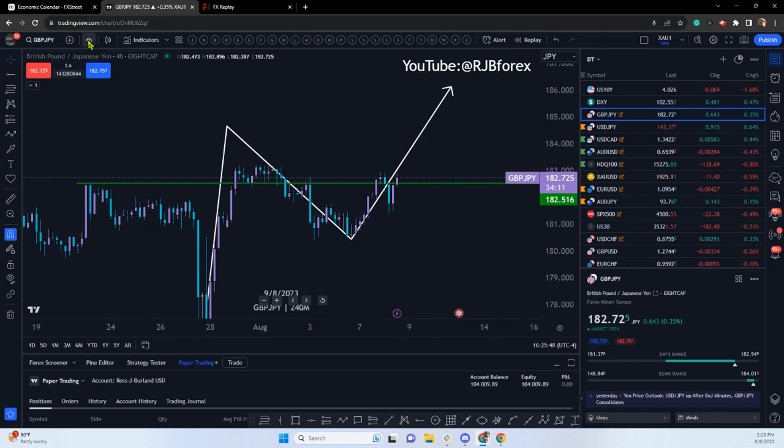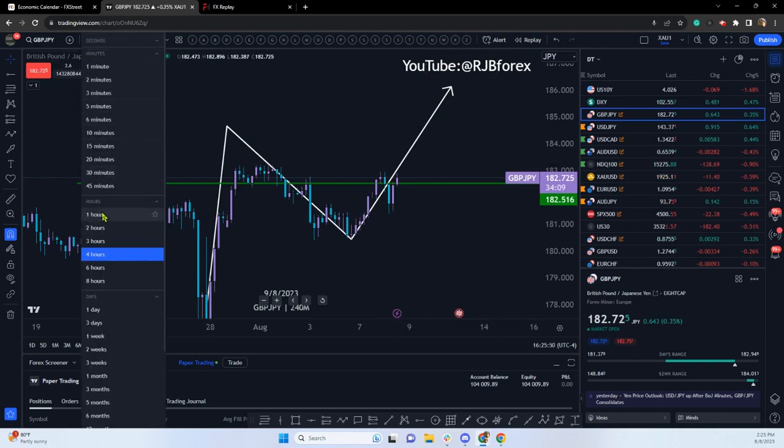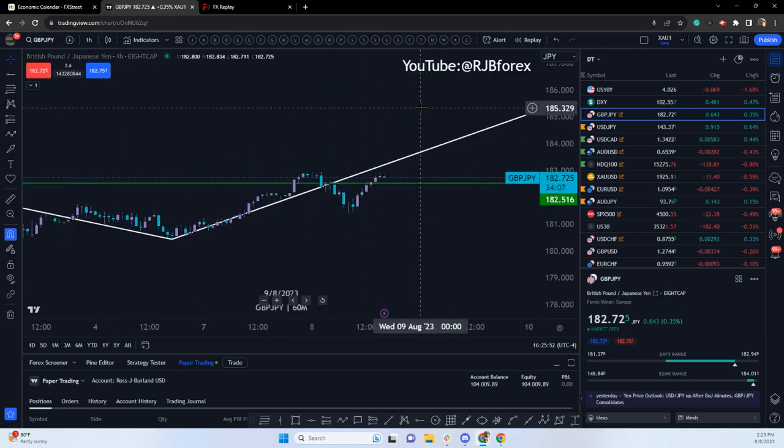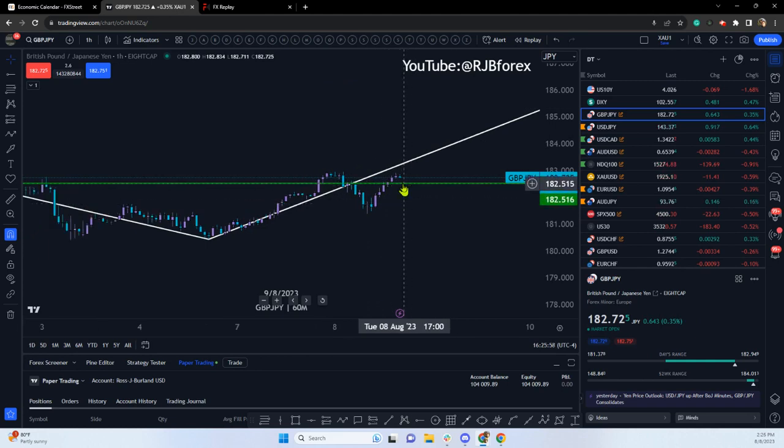All right, on the 4-hour chart, the hourly chart, it looks like it wants to be tailing off to come up. It's an M formation, sort of. W formation, not M formation.